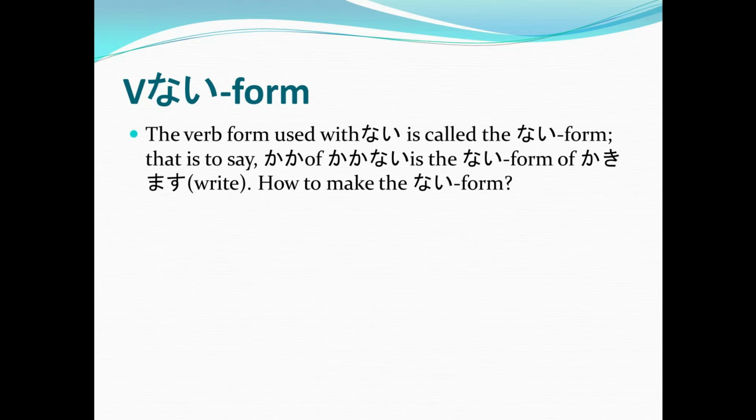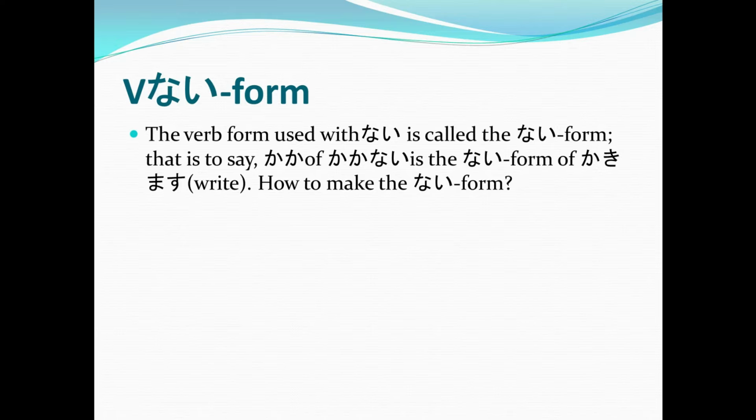So let's start with the verb ない form. The verb form used with ない is called the ない form. That is to say, kaka of kakanai is the ない form of kakimasu, or to write. So how do we make the ない form of the verbs?